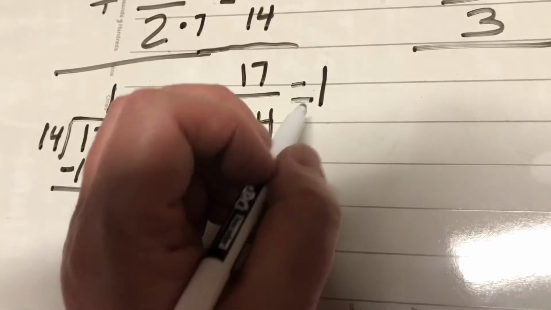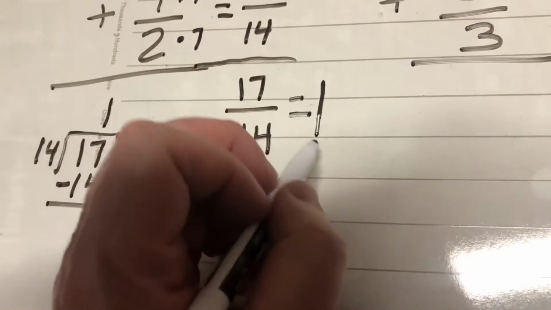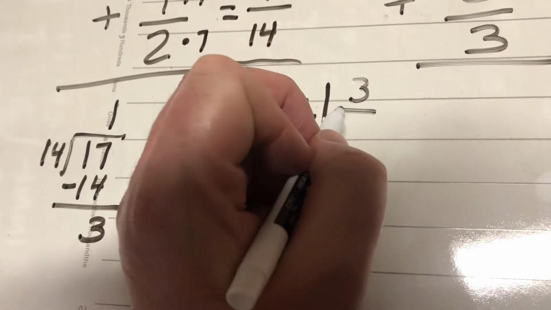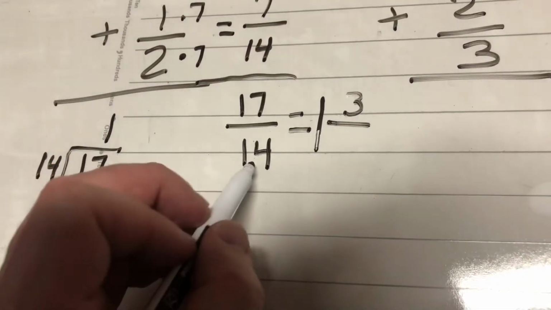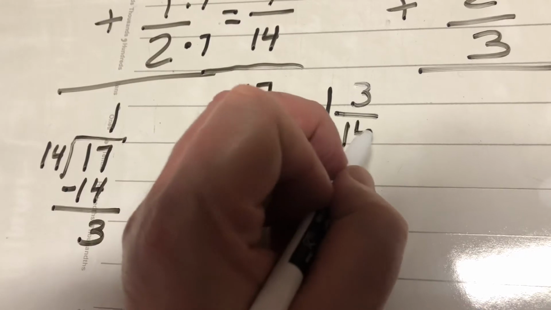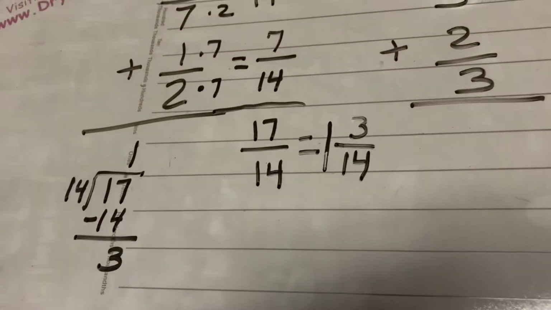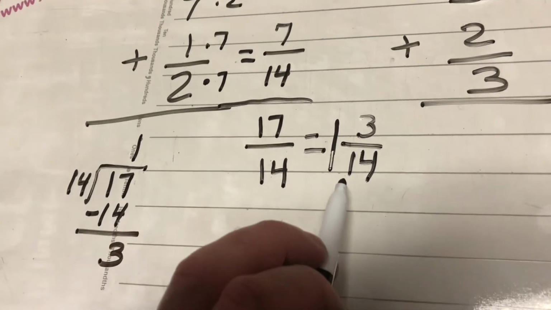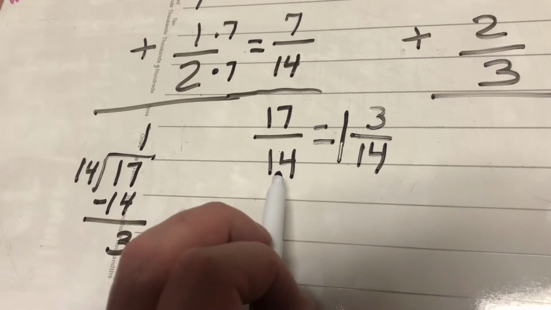When I make a mixed number, it's a whole number, 1, which is how many times 14 can go into 17. My numerator, 3. My denominator is 14. I end up with 1 and 3 over 14. And I know that this is in simplest form because that was in simplest form.